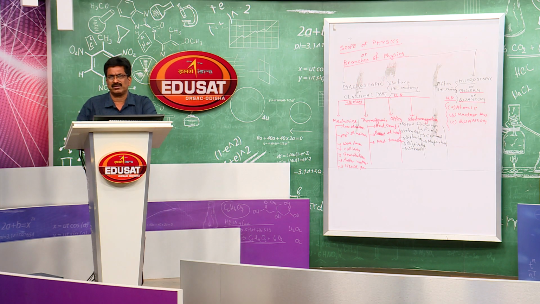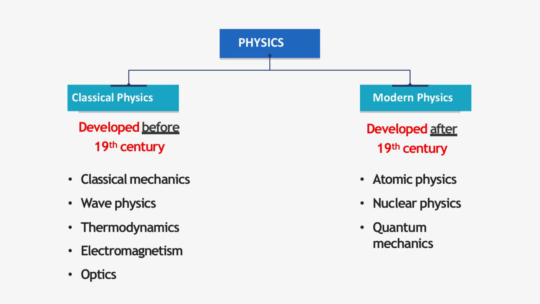So, you will find on the screen that physics has mostly two branches: one is classical and one is modern. The classical one was developed before the 19th century, and the modern one is after the 19th century. The different branches I already gave on the whiteboard, and you can also pause and then write it down.